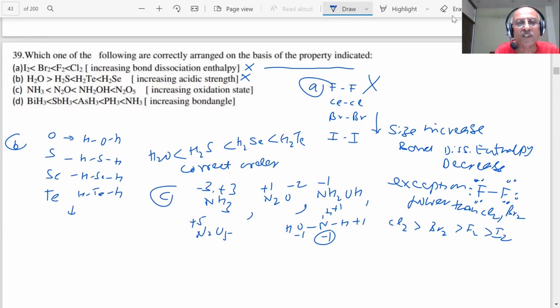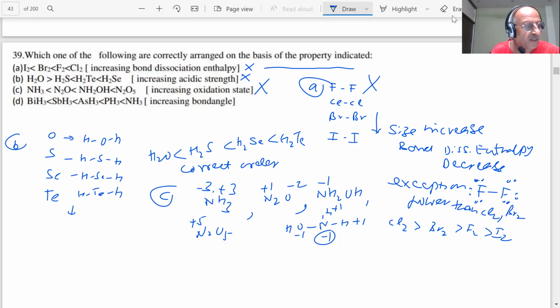So is the oxidation number increasing? Is that the correct answer? NH3 is -3. After this, N2O is +1. Then NH2OH is -1, so this is not increasing. Then this is also not correct. Therefore, this is also wrong. What about this increasing bond angle?